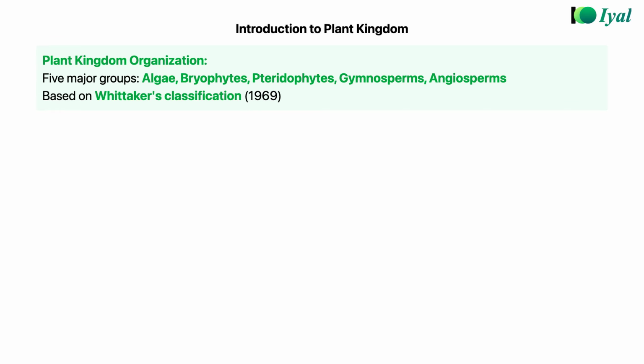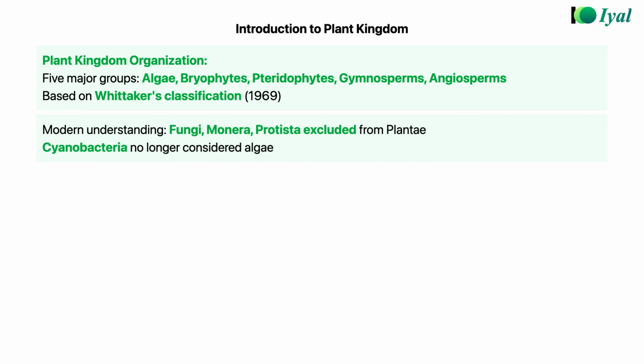All right, let's dive into the plant kingdom. So in the previous chapter, we looked at Whittaker's 5-kingdom classification from 1969. Now in this chapter, we're focusing specifically on kingdom Plantae, which includes 5 major groups: algae, bryophytes, pteridophytes, gymnosperms, and angiosperms. These are the groups we'll be exploring in detail.